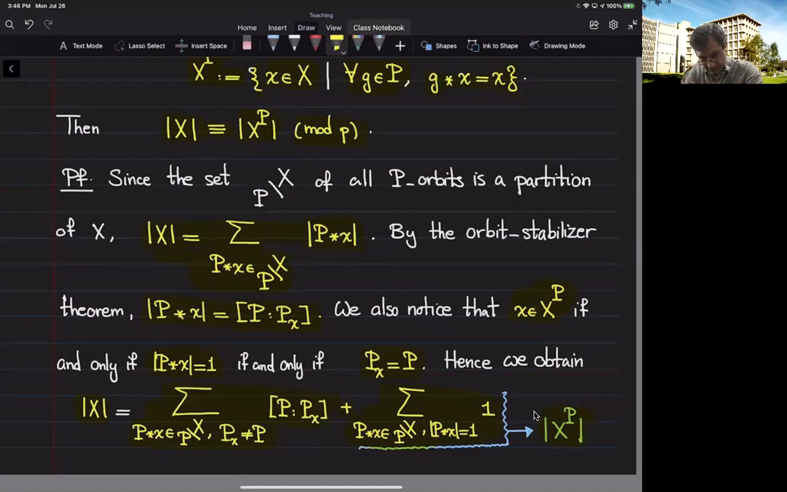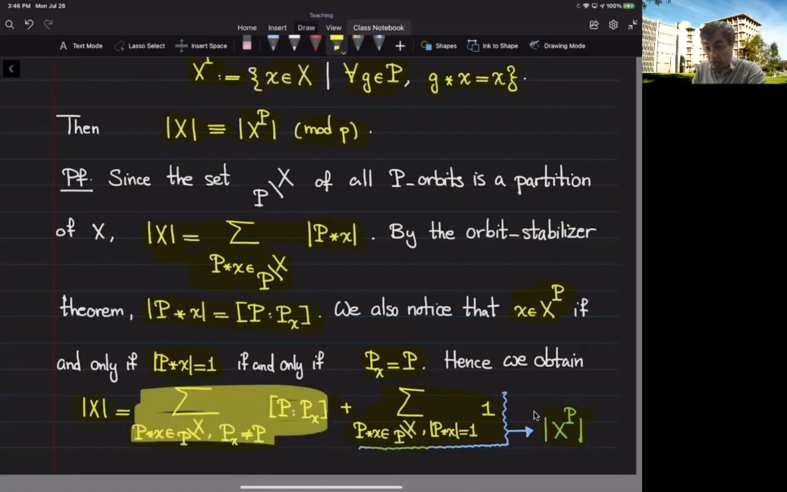So let's again stare at this equation. It is an important equation. We end up writing the cardinality of X as a summation of a bunch of indices that are not 1 for sure. So some indices, index of some subgroups, and this index is not supposed to be 1, plus the cardinality of the fixed points of P. Okay, now how can this help us to get this?